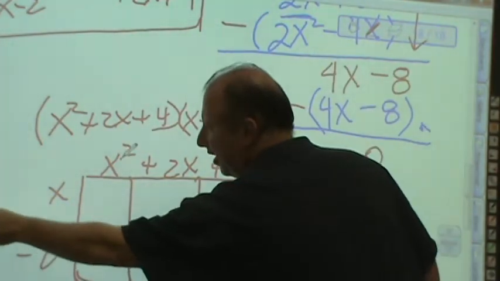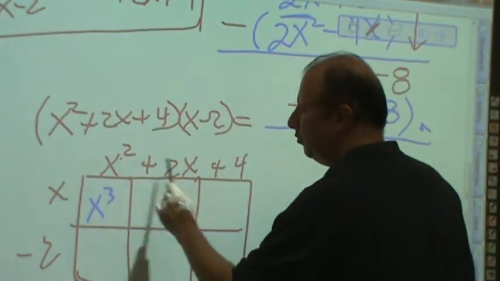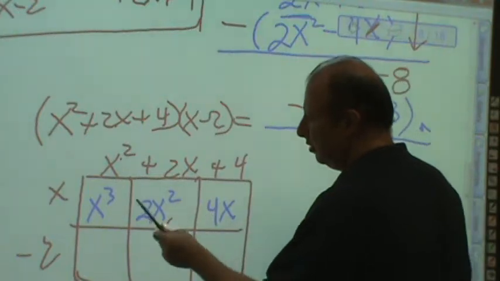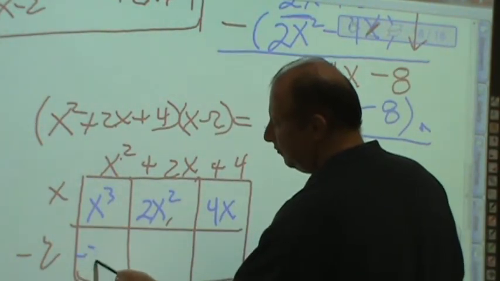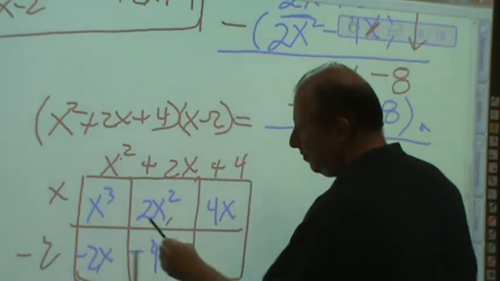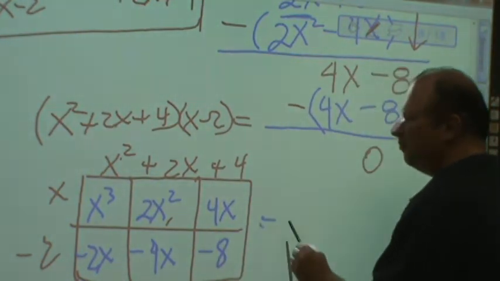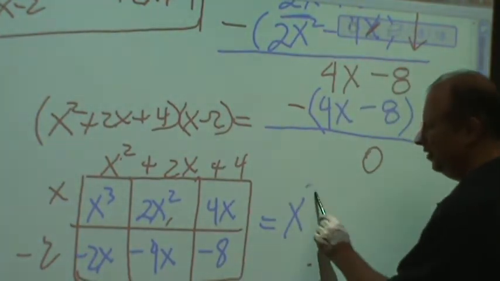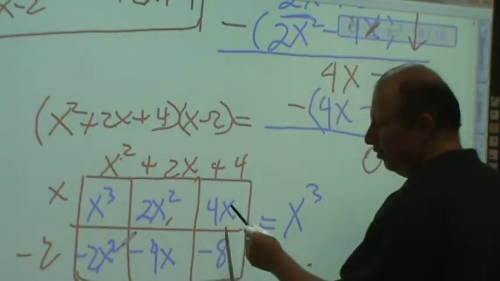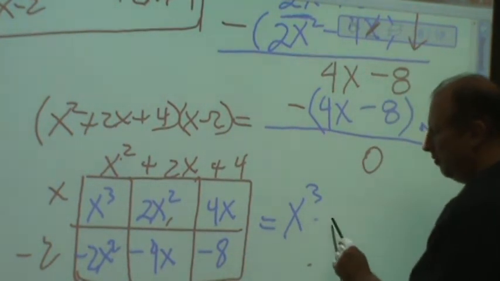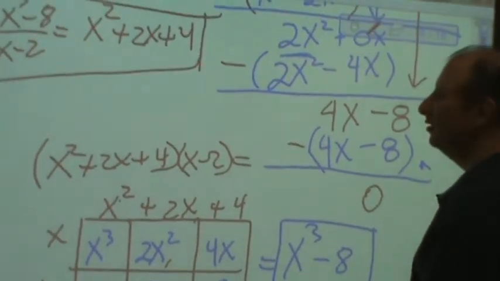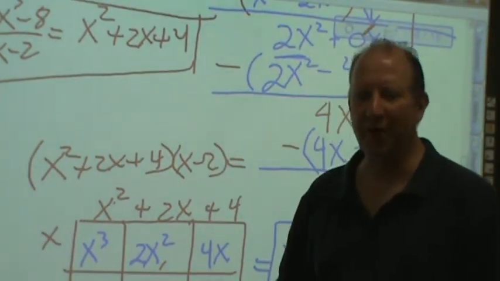x squared times x is x cubed. 2x times x is 2x squared. 4 times x is 4x. x squared times negative 2 is negative 2x squared. 2x times negative 2 is negative 4x. 4 times negative 2 is negative 8. Let's combine like terms. x cubed, 2x squared minus 2x squared is 0. 4x minus 4x is 0. Minus 8. There's your answer.